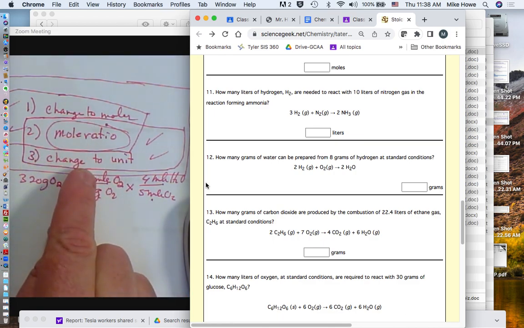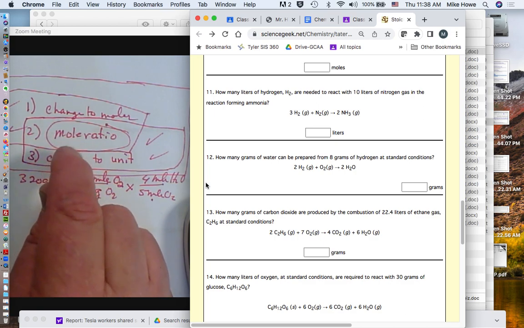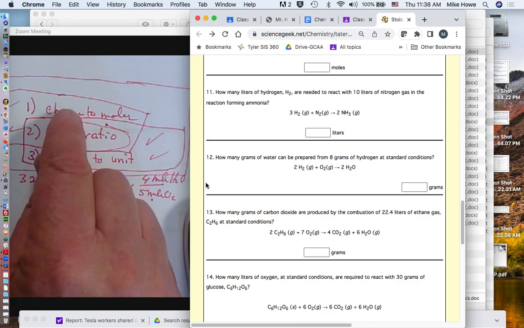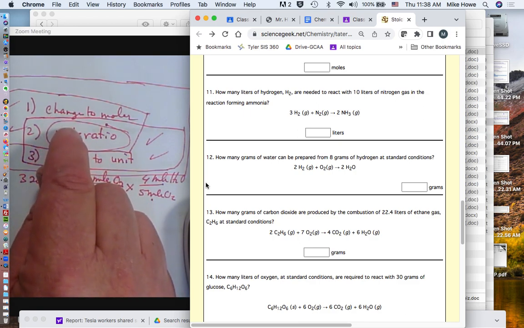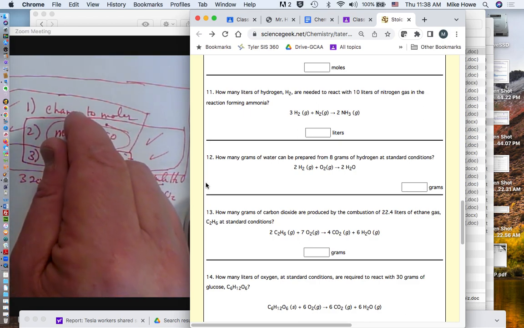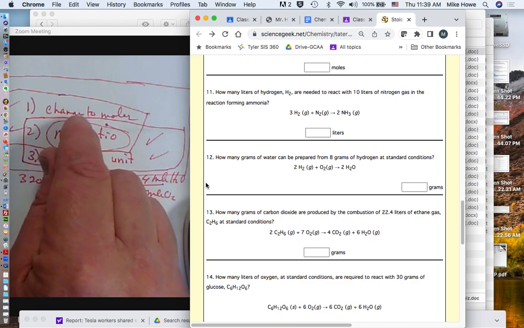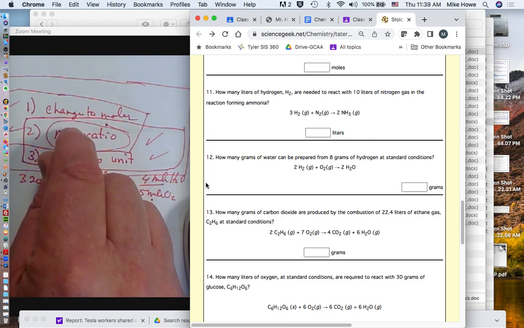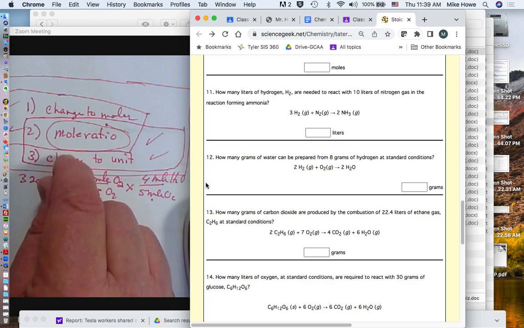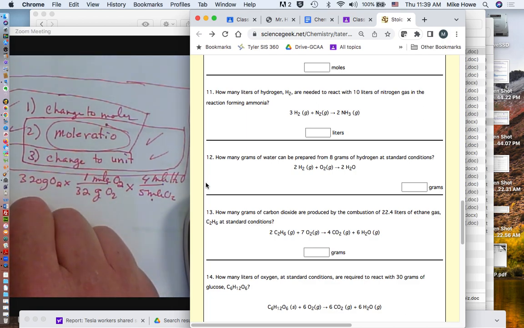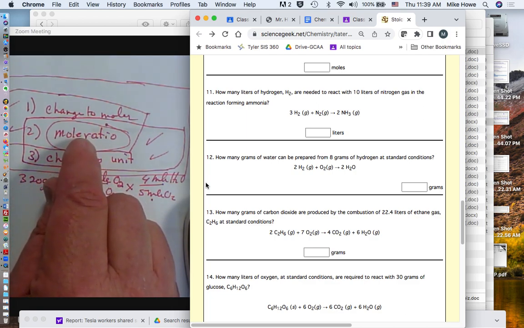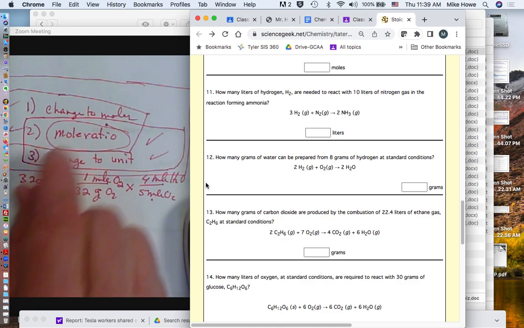These are the steps. If they give you moles, you do steps 2 and 3. If they give you grams or liters, you do steps 1 and 2, or steps 1, 2, and 3, depending on what they ask you to find. If they give you moles and ask for moles, it's just a one-step problem. But there are only a couple of those in this assignment.